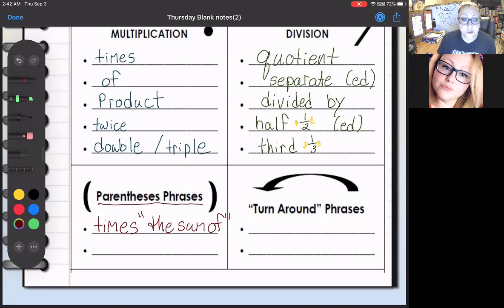Now, the sum could also be the difference, because whatever the product or the sum of could also be the difference of, because they could be subtraction or division. So that's why it also could say times the difference of, slash between, the difference between.